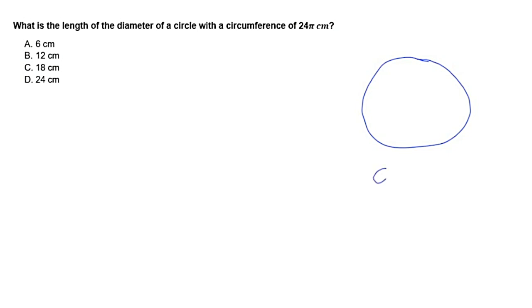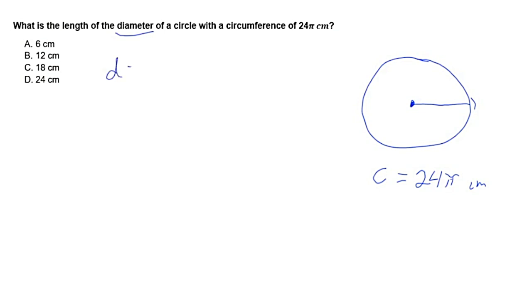So we know that the circumference is equal to 24 pi centimeters. And we've been working with radius a lot, which we know is the distance from the center point out to this bounding circumference here. But that's not what we're looking for this time. This time we're looking for diameter.